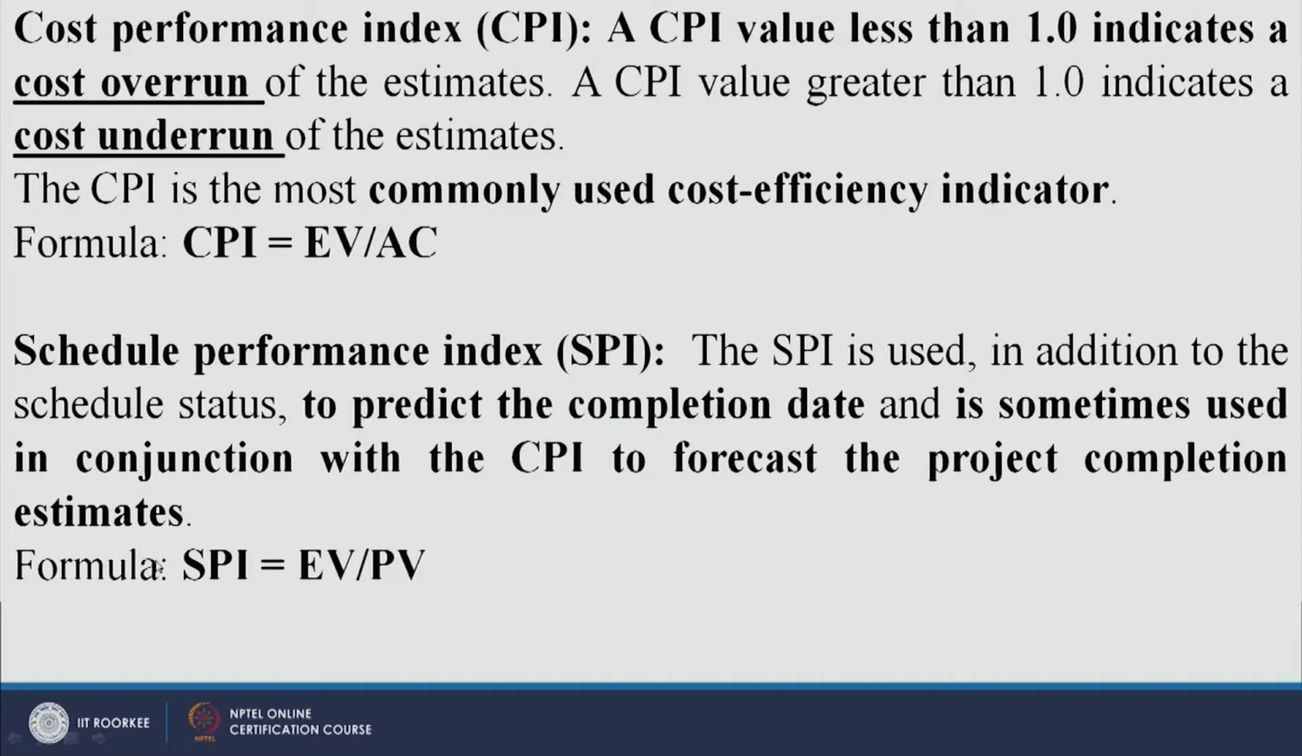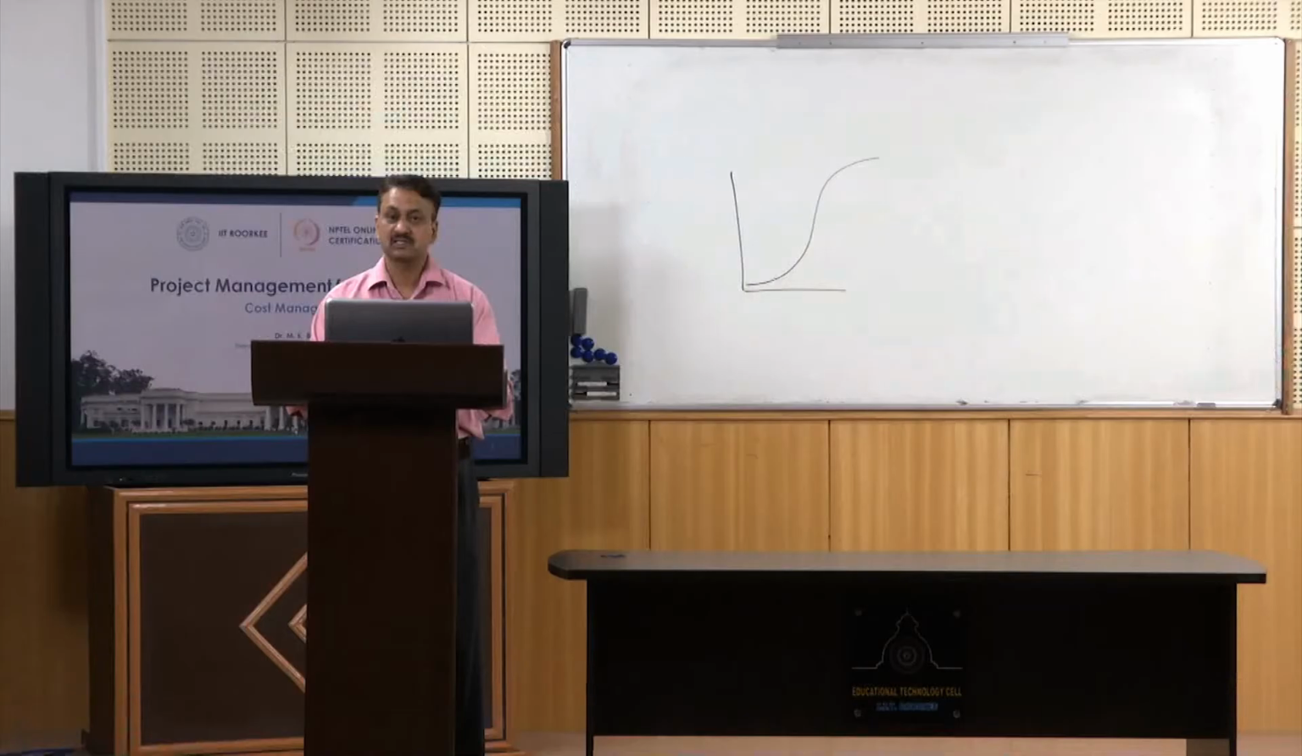The schedule variance is the difference between earned value and planned value. Similarly, cost variance is the difference between earned value and actual cost, but here in the ratio terms it is the ratio of earned value to actual cost, and earned value to planned value, right. So, it is very easy to remember.